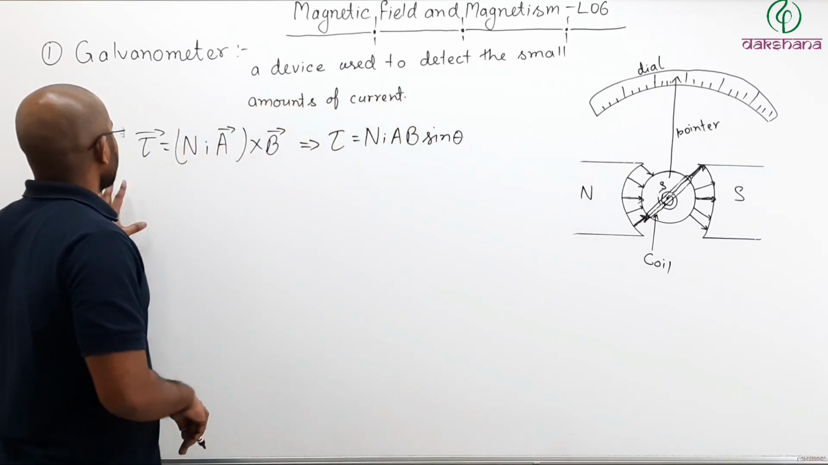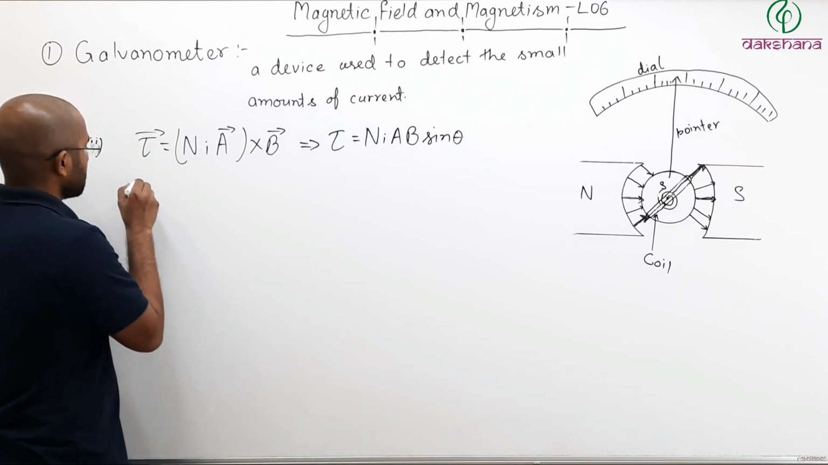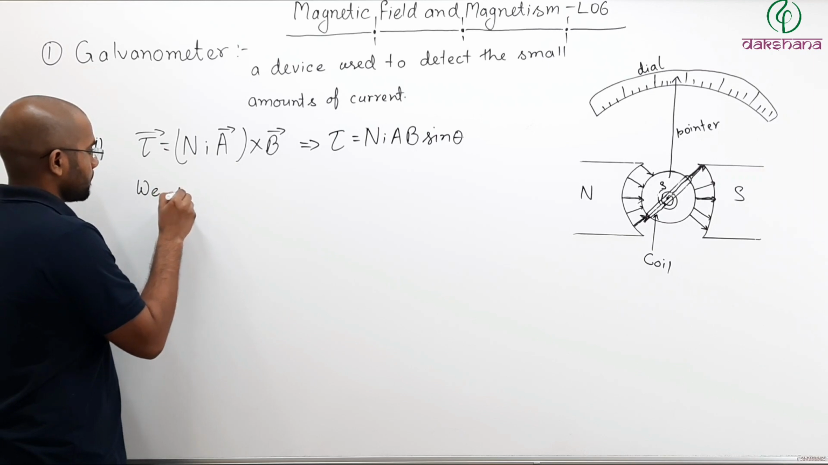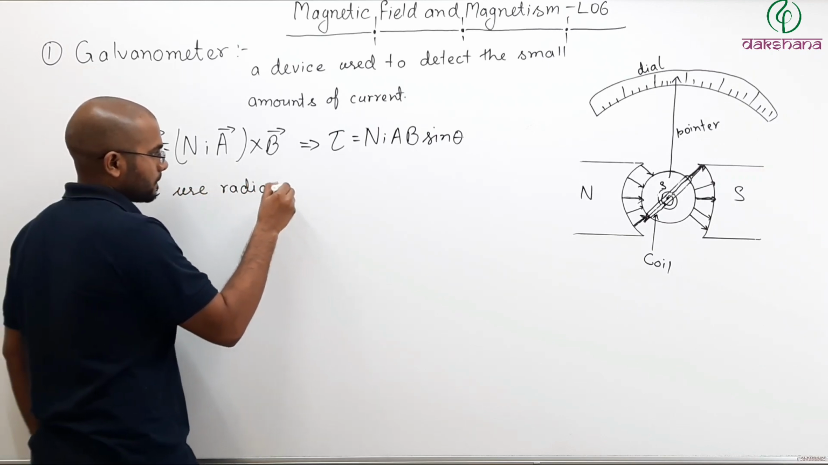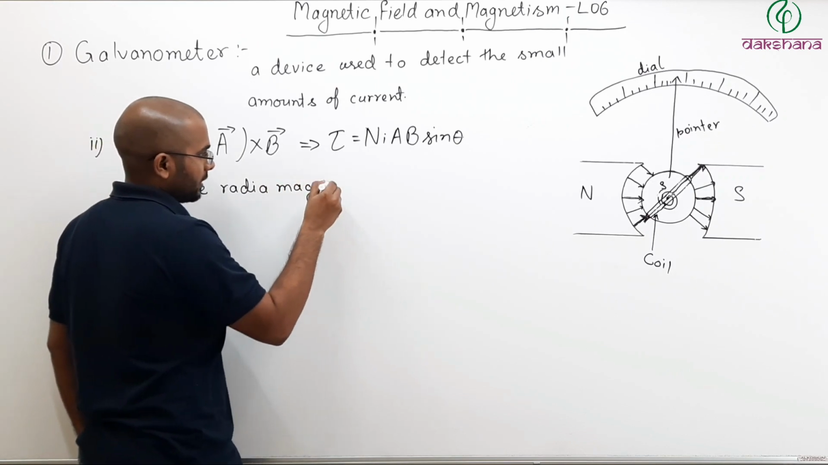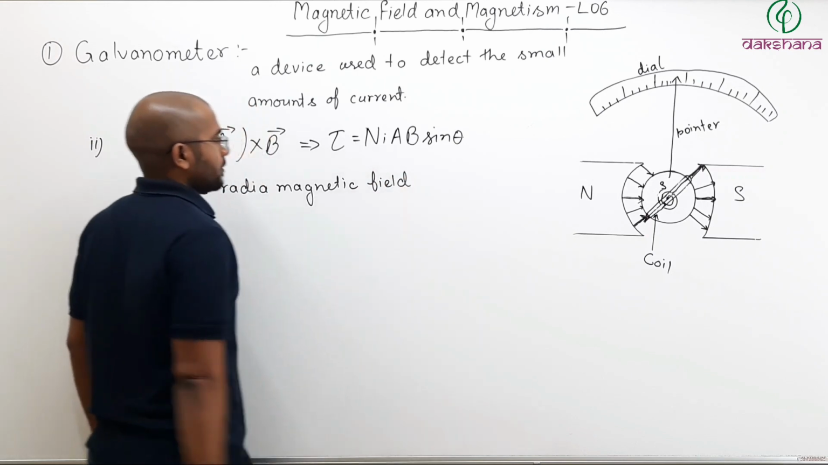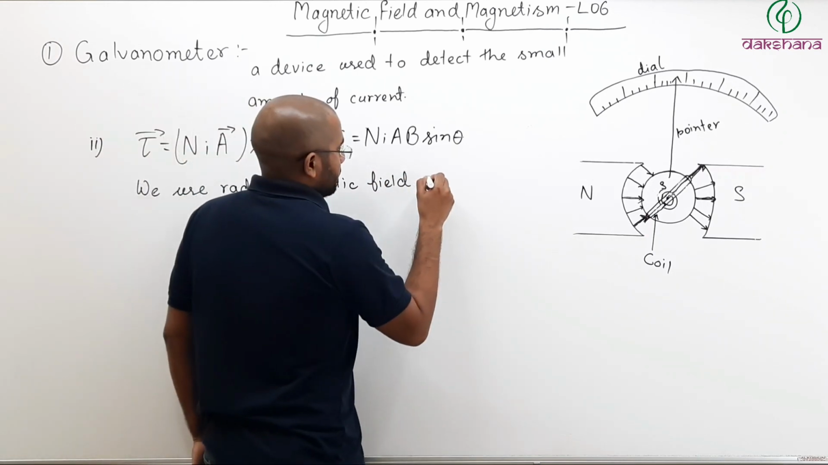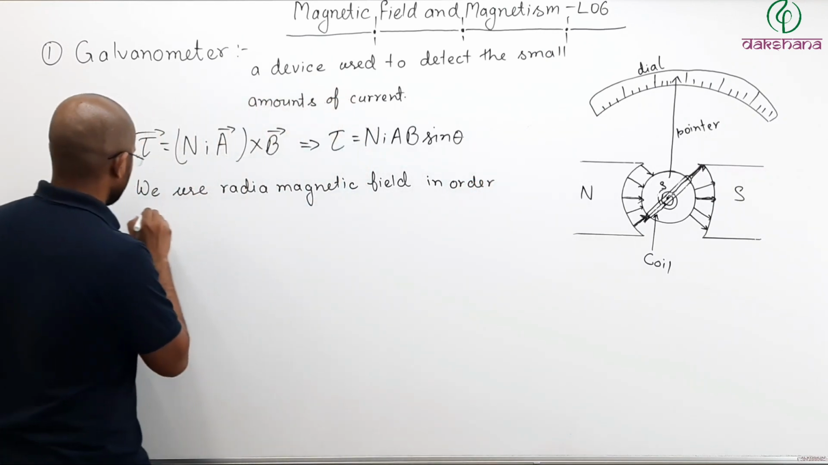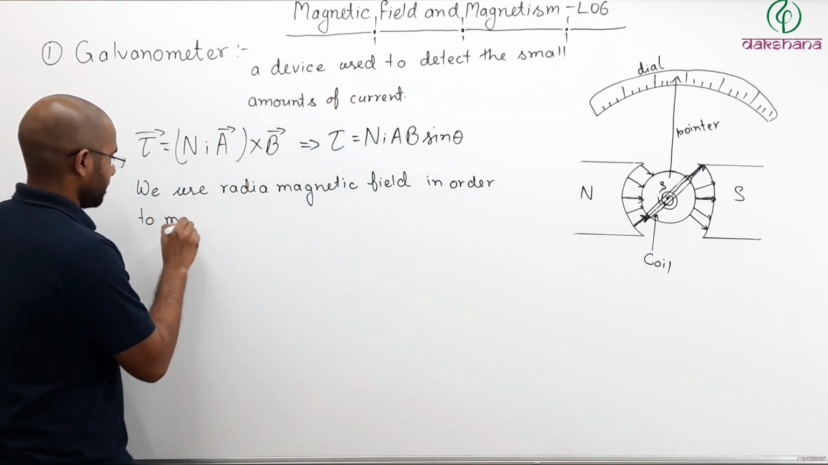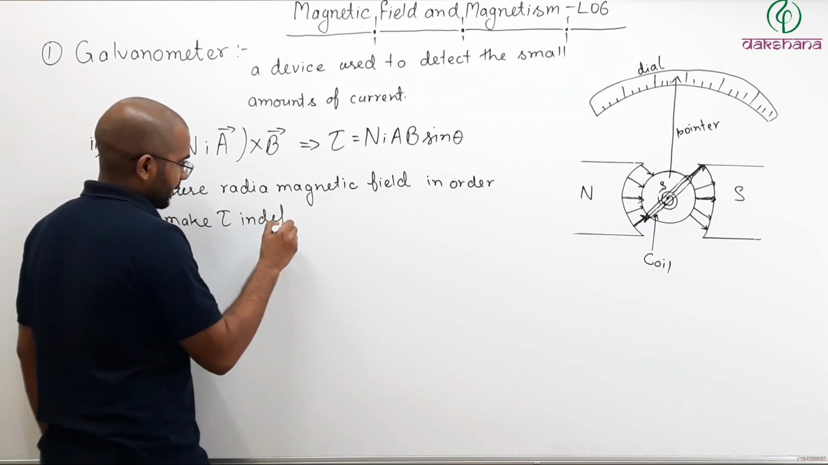So, what is the benefit of using a radial field? What do we write here? We use radial magnetic field in order to make torque independent.